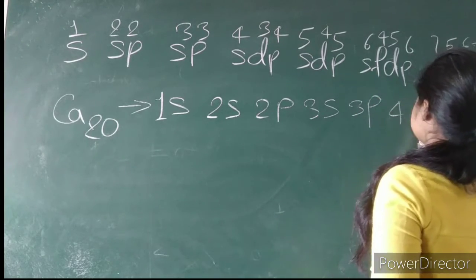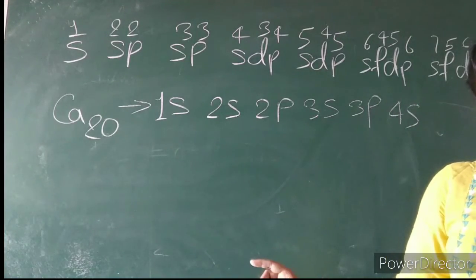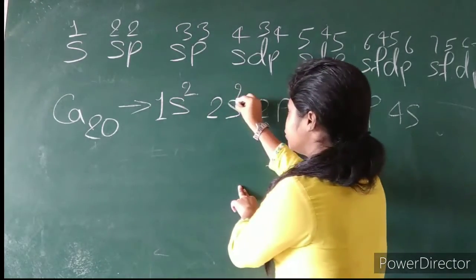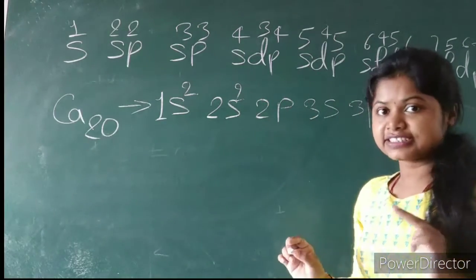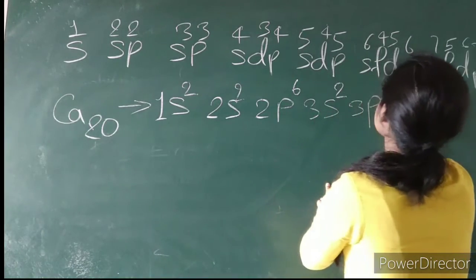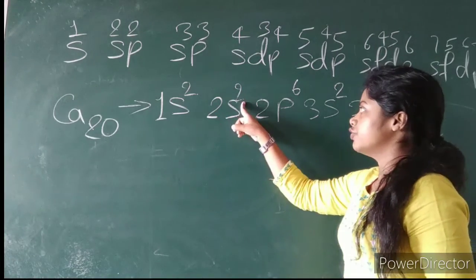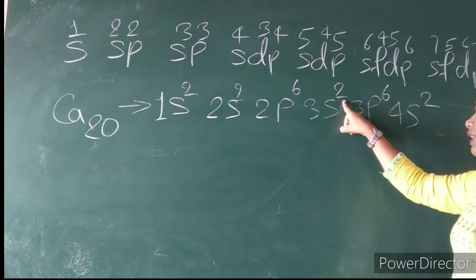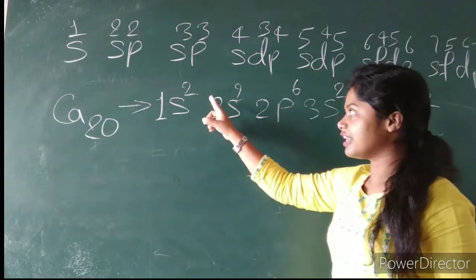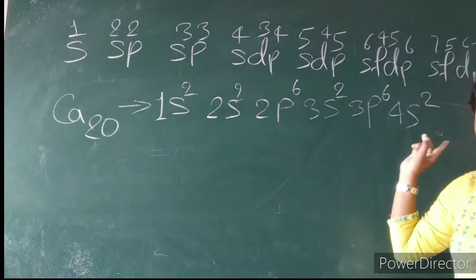Then 4s, nice, okay. Now s can hold a maximum of 2 electrons, right? So, for s I am putting here 2. And p can hold a maximum of 6 electrons, right? So putting here 2, 2, 6, 2, 6, and now 2. So 2 plus 2, 4 plus 6, 10 plus 2, 12 plus 6, 18, 18 plus 2, 20. So here are the 20 electrons that are arranged in the orbits and suborbits. Okay students?